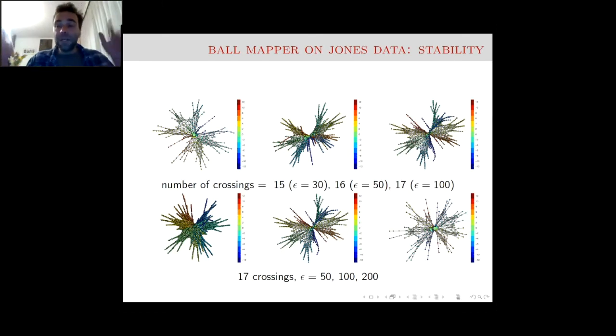But then for a fixed number of crossings, we also have this parameter epsilon that we can vary. We are varying it on the bottom row, and again, we see the same structure emerging over and over again. That gives us hope that the structure is really there. That's, by the way, quite standard stability analysis that people do in practice in TDA.